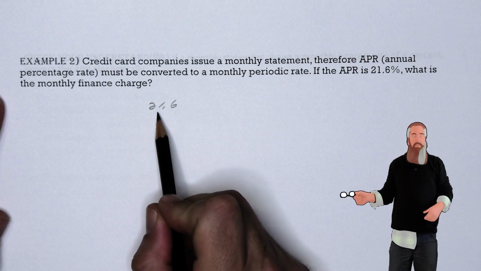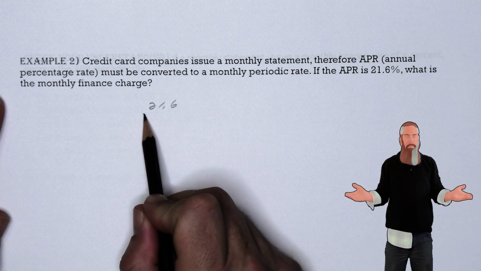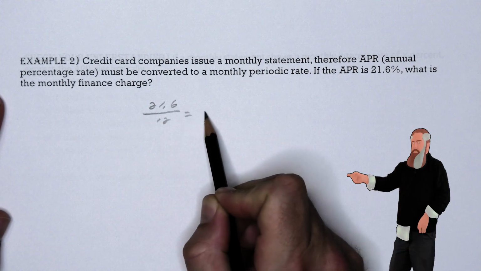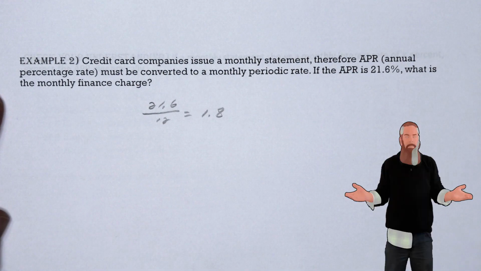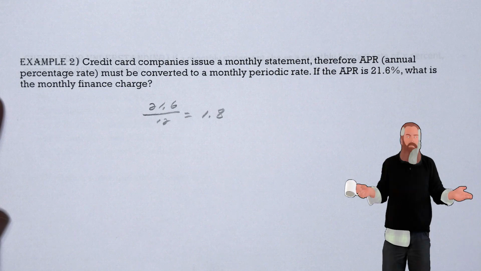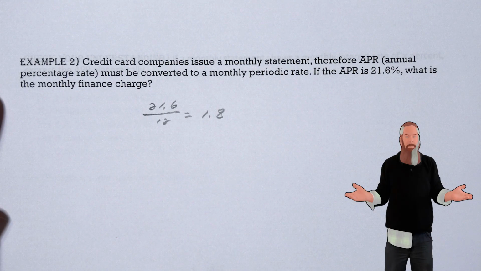Knowing that the APR is 21.6%, if we divide that by the 12 months, we get 1.8%. So the monthly APR is 1.8%. This is the percent that will be used to compute the monthly finance charge.